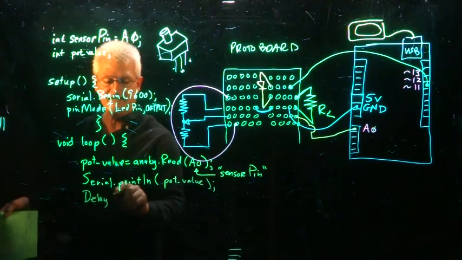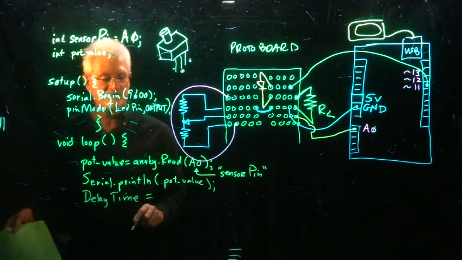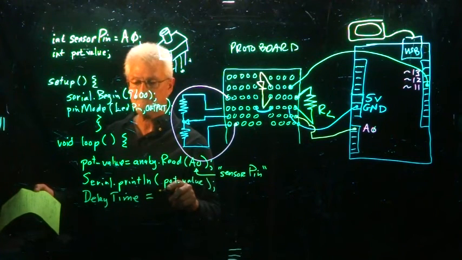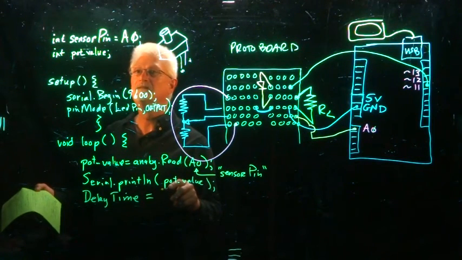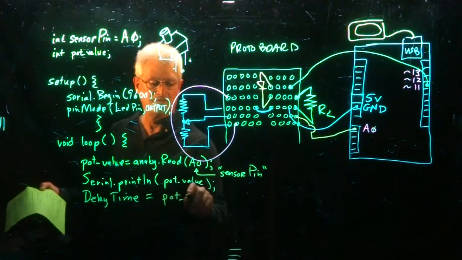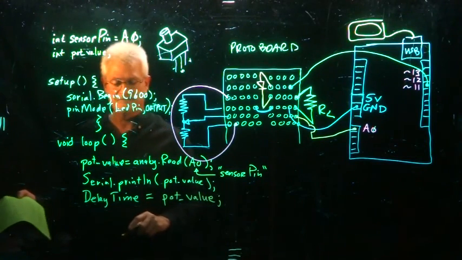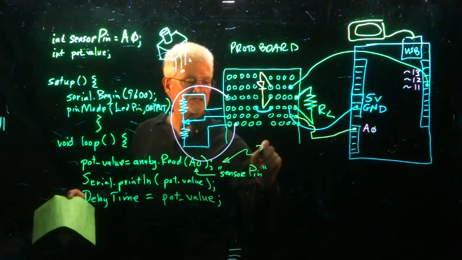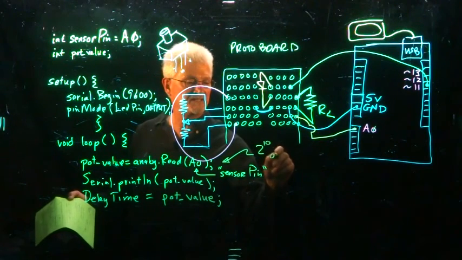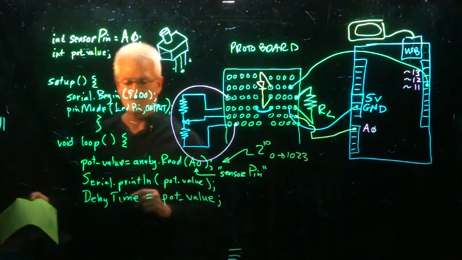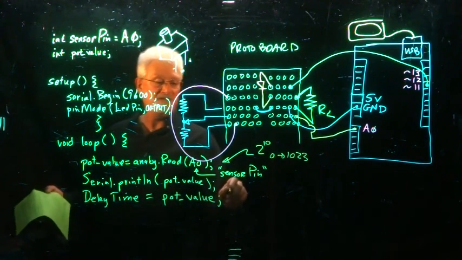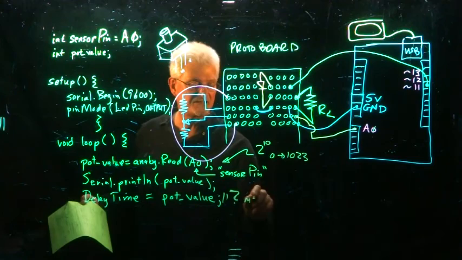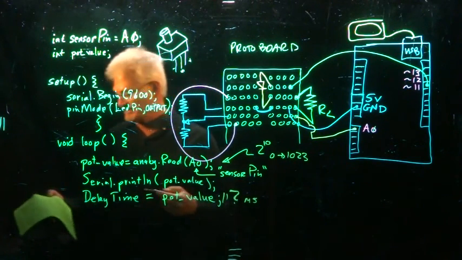And then let's set up the delay time. Let's figure out how much time we'd like to have it delay, and let's just make it pot value. It turns out that when we read this analog input, this number is a 2 to the 10th, a 10-bit number, which means it goes from 0 to 1023. So that's how that works. And so now we could just put the delay time in the pot value. This is in milliseconds, so it's possible that we could have 1023 of those milliseconds. I think that's okay to do.